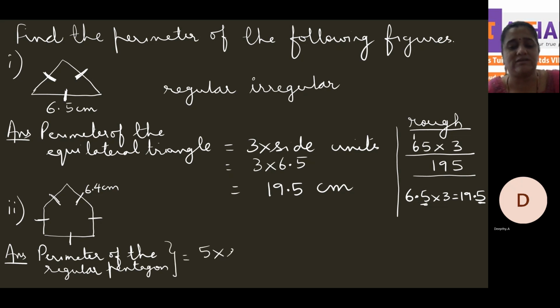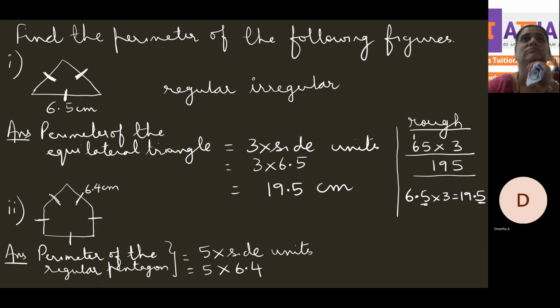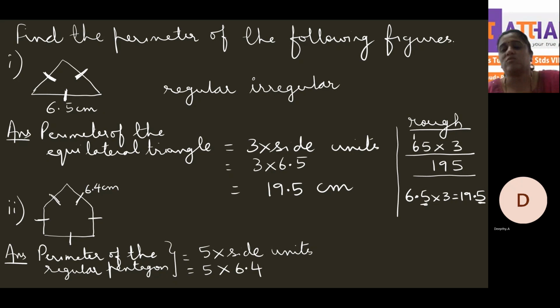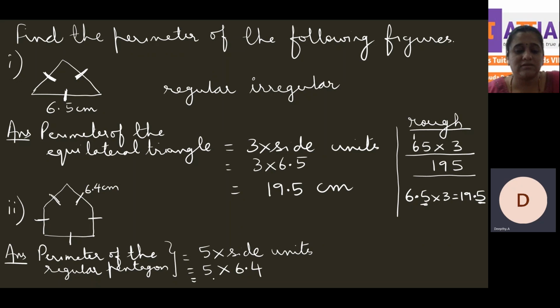So it will be 5 into side. 5 into side. So Deepthi, tell me what is 5 into 6.4? I'll wait for you to give the answer. Now it will be 32.0. Is that right? Very good. And what is 32.0? 32. Correct? Yes, ma'am.